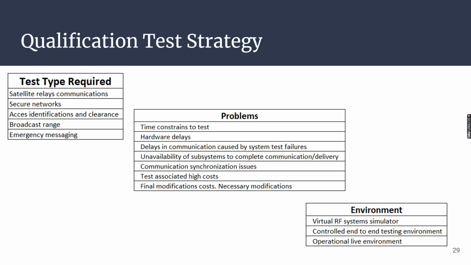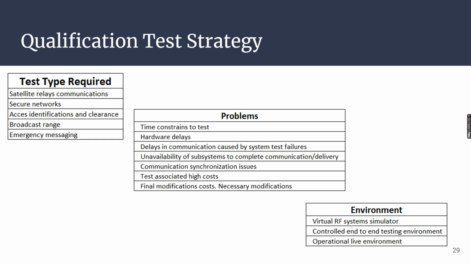We also have an environment needed, which is Virtual RF System Simulator, which utilizes tools to simulate and model the subcomponents that make up the communication systems, minimizes the amount of time needed to schedule tests on live systems. Number 2 are the control end-to-end testing environments, which are used to evaluate the communication systems from the ground station antenna to relay satellite to systems on the capsule and rocket.